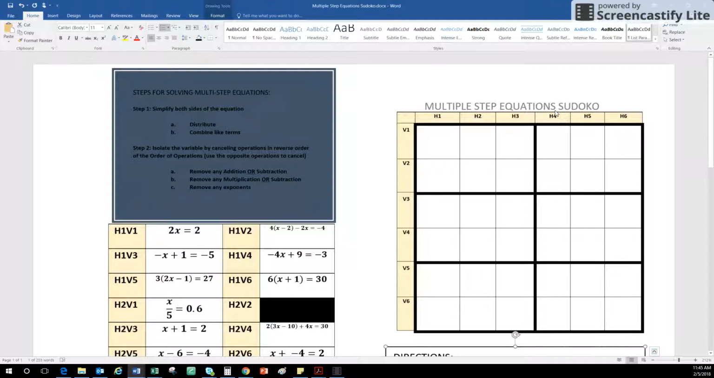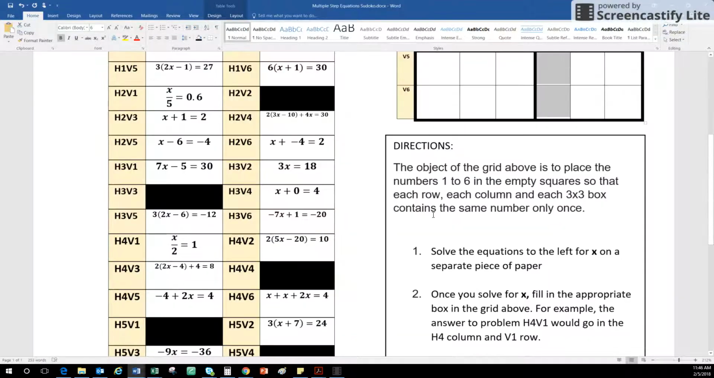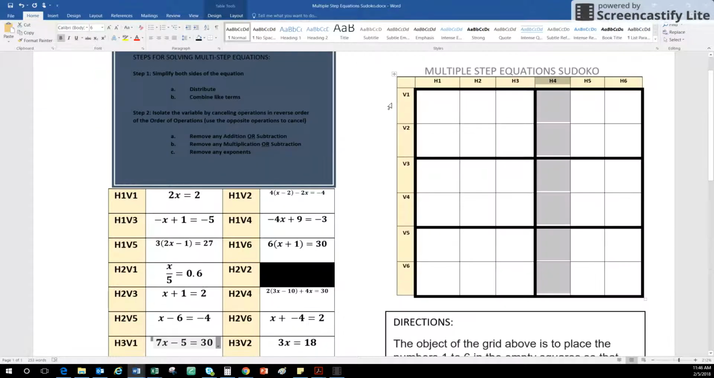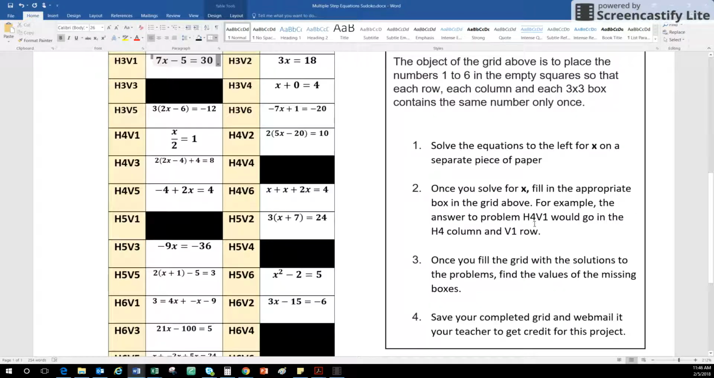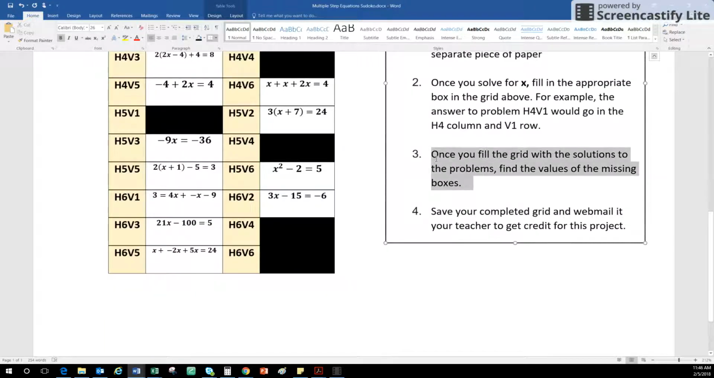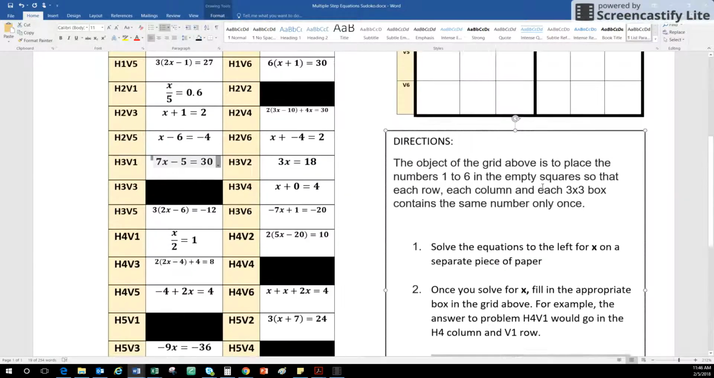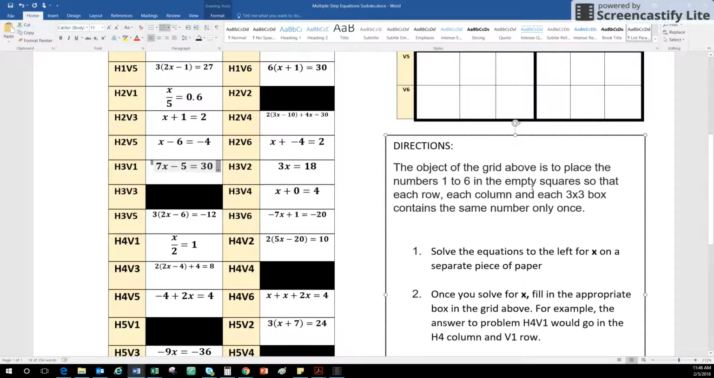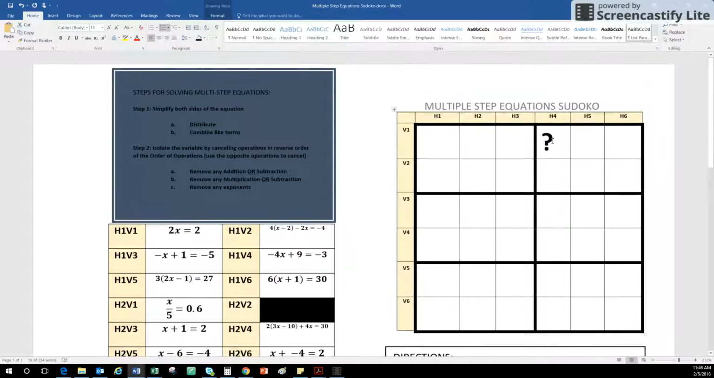So H4 column, V1 row. So that would be this block right here. So whatever this turns out to be, that's where you'll put your answer. As you're getting your answers on your separate piece of paper, start filling in the grid. And once it's all completed, you're going to save it and webmail it to me or Miss Fry. And that's how you'll get credit for this project.